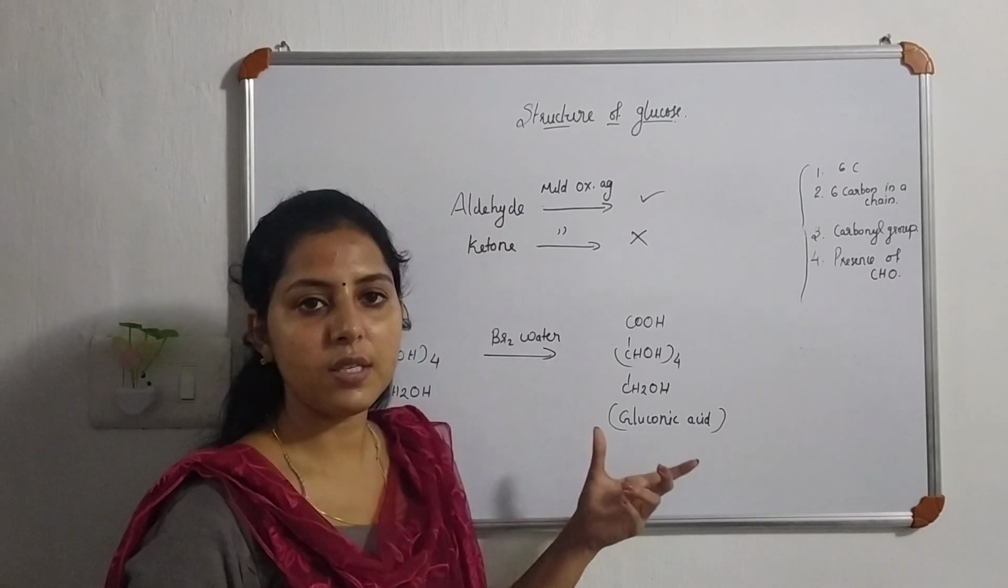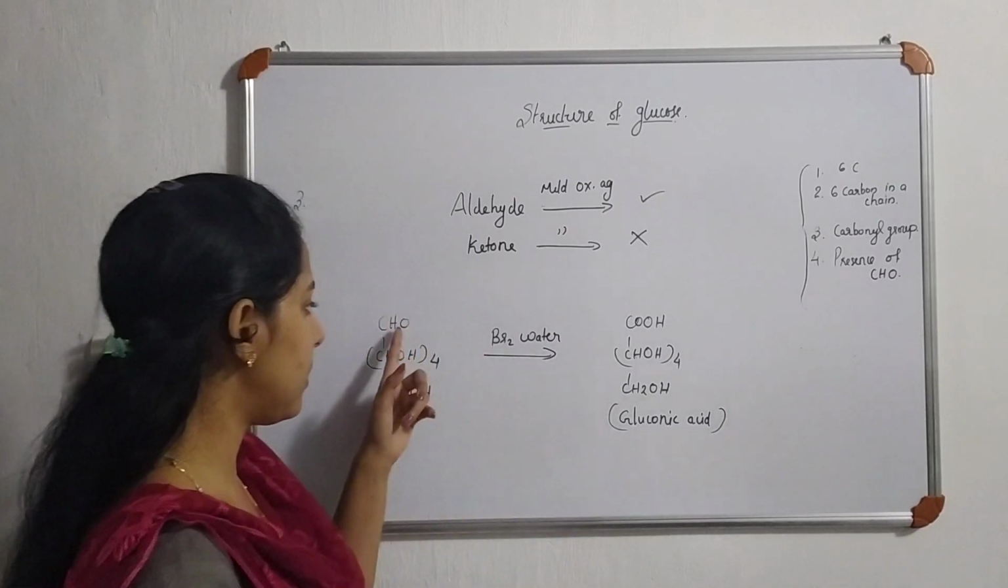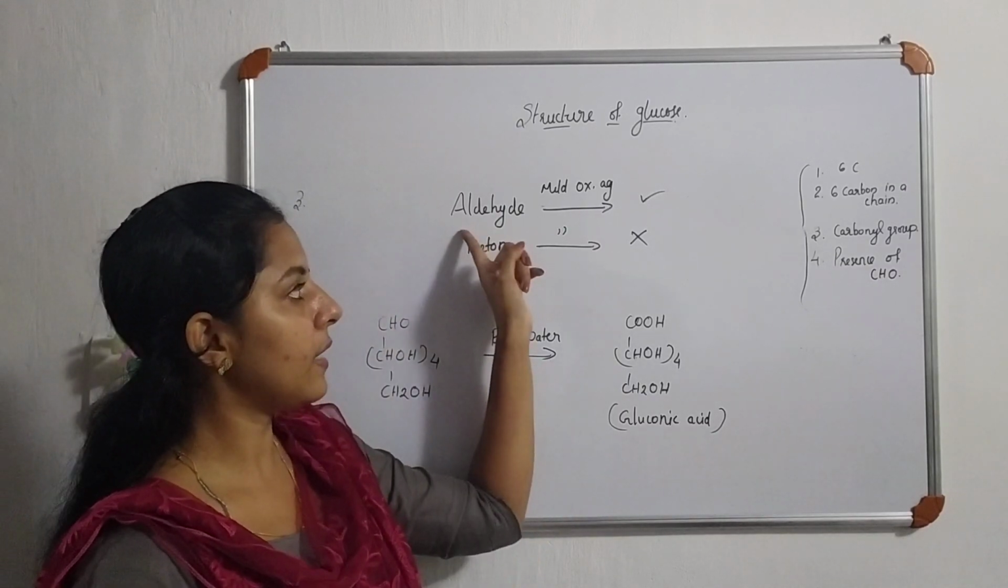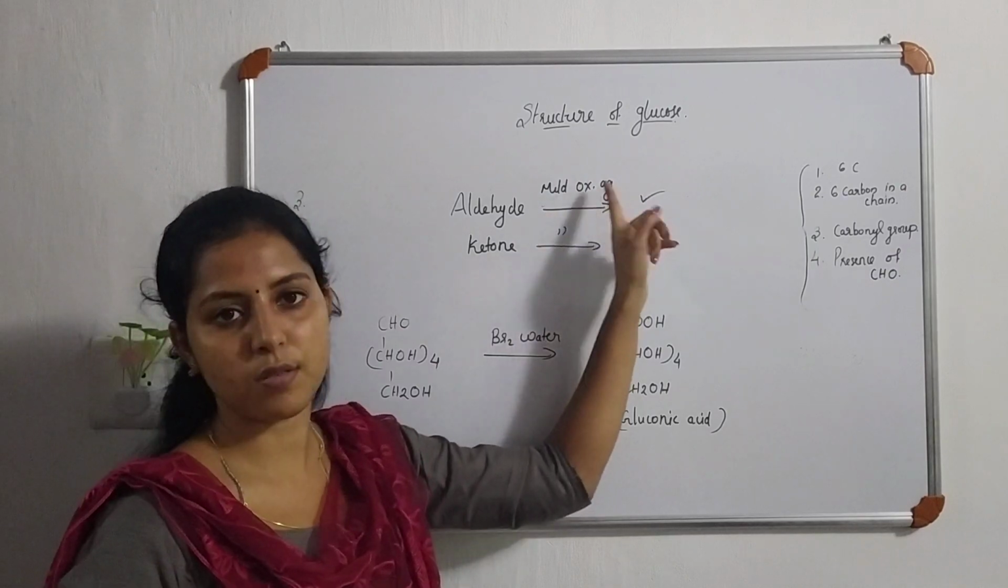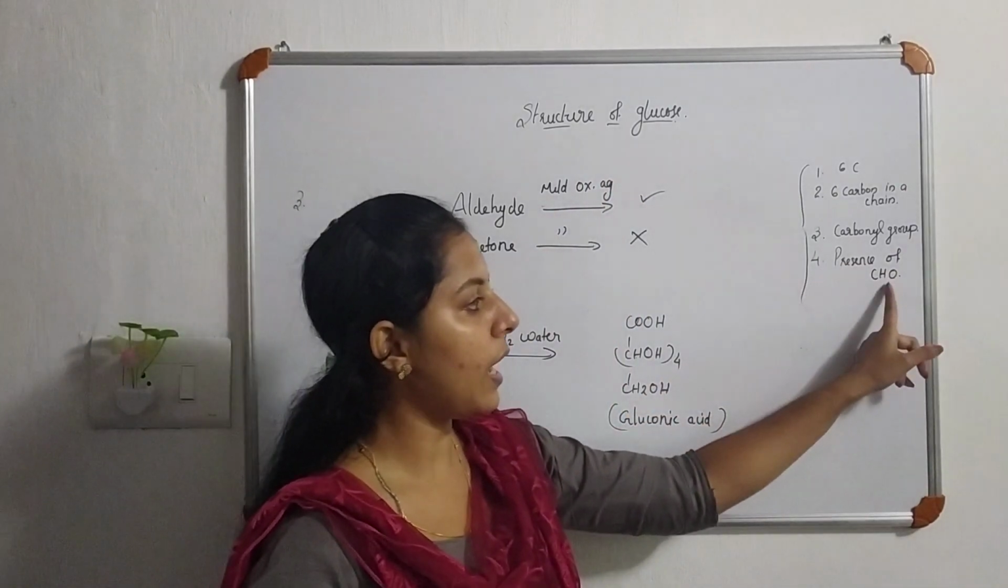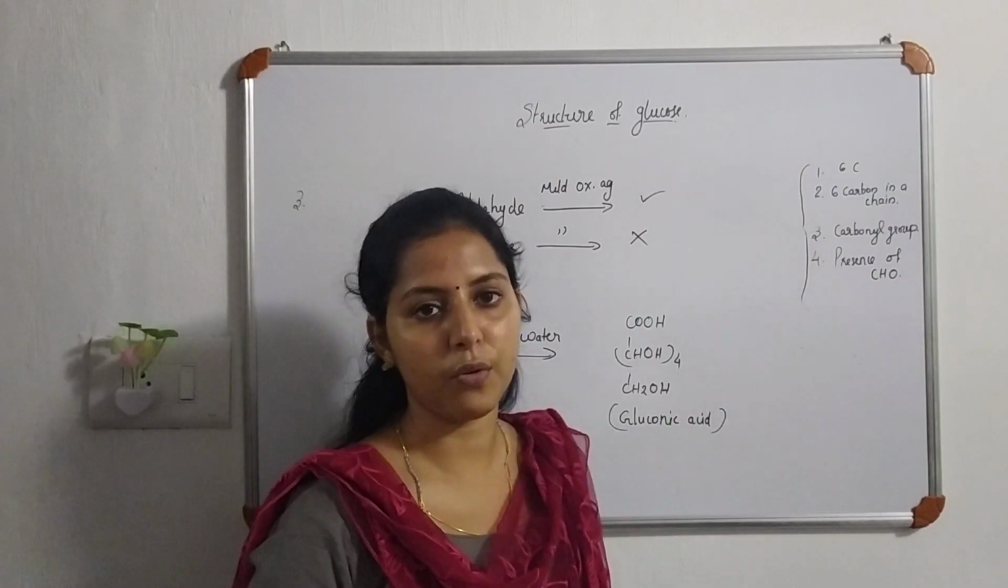Here the oxidation has occurred, which means the carbonyl group present in glucose is an aldehyde, because only an aldehyde can undergo an oxidation reaction in the presence of a mild oxidizing agent. So this reaction indicates the presence of an aldehyde group in glucose.